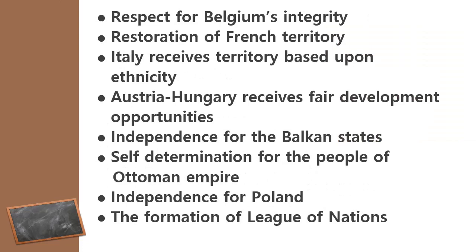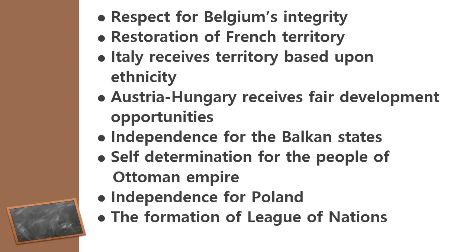In his 7th point, he discussed respect for Belgium's integrity. Next he called for the restoration of French territories. It means that the parts which once were the territory of France should be given back. Italy should receive territory based upon ethnicity. Austria-Hungary should receive fair development opportunities, as they have the right to develop. Independence for the Balkan states.